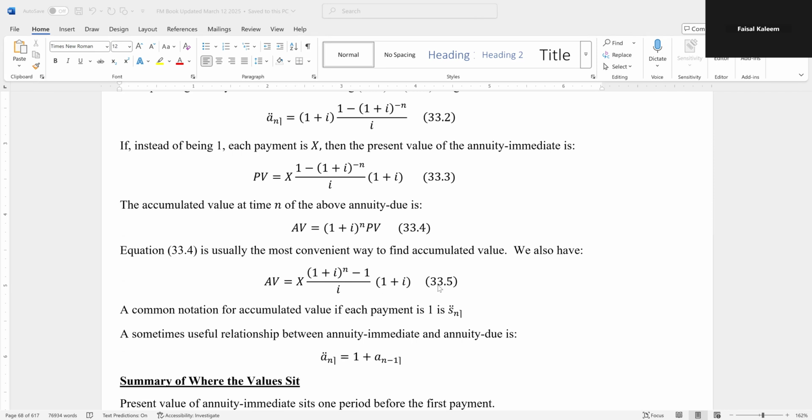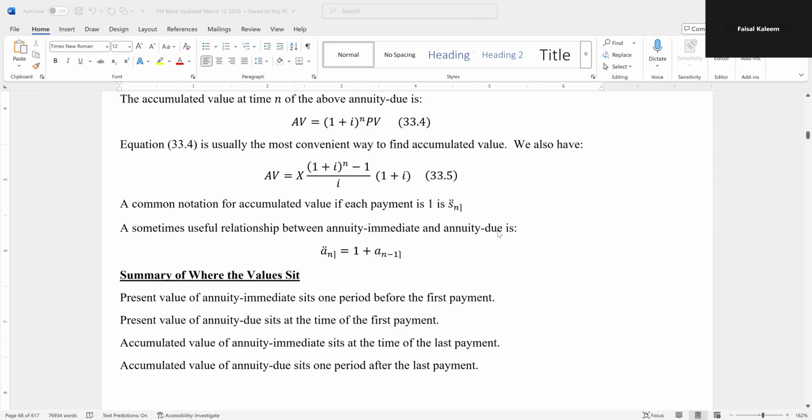Now, if each payment is 1, then a common notation for the accumulated value for annuity due is s angle n with two dots over the s. And then another useful relationship between annuity immediate and annuity due present values is a double dot angle n for the due equals 1 plus a angle n minus 1, and this is for the immediate.